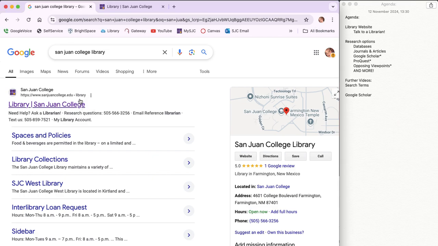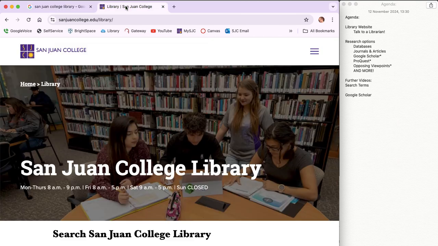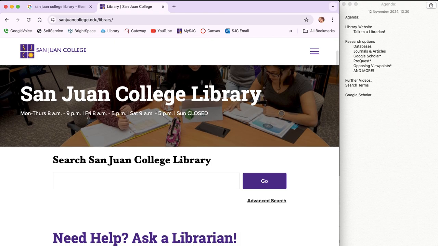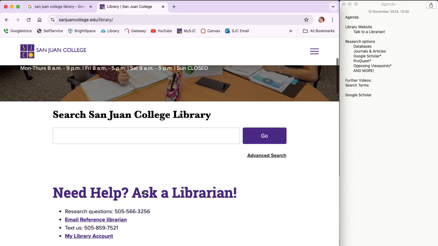So let's get my mouse going. So you can see it turns to a hand. Then I'm going to click on that first, and it's going to open up a new window, which I already did here, to the San Juan College Library. So as I scroll down a little bit, you'll see that they have the dates and times that they are open for you to go exploring in the physical library, and a way to search the library in general.